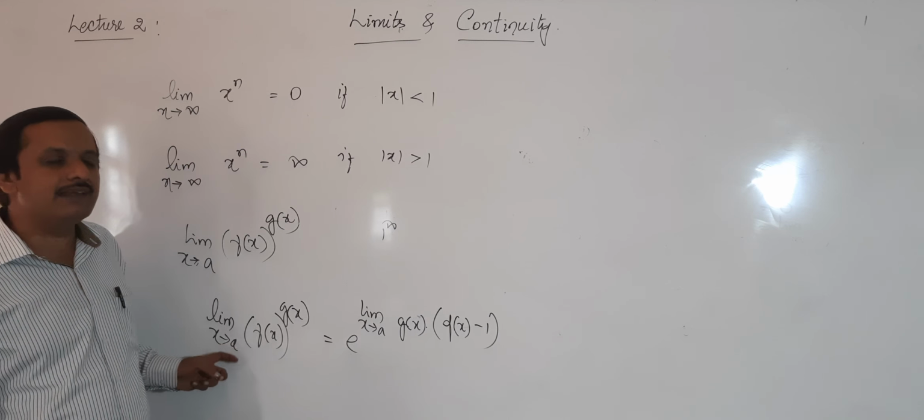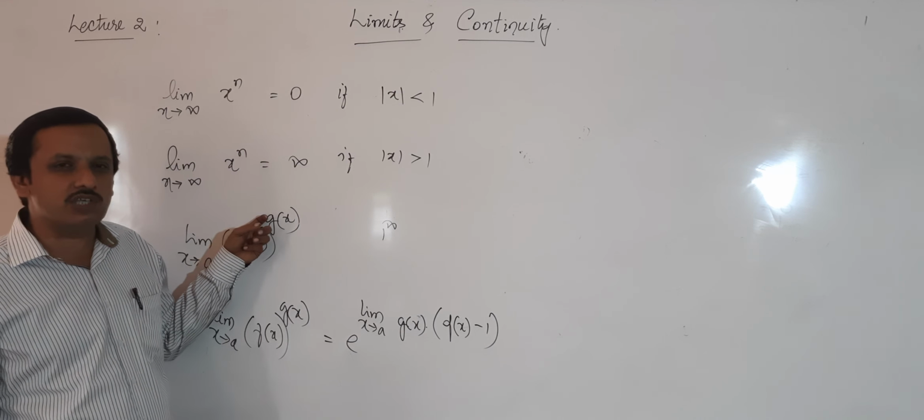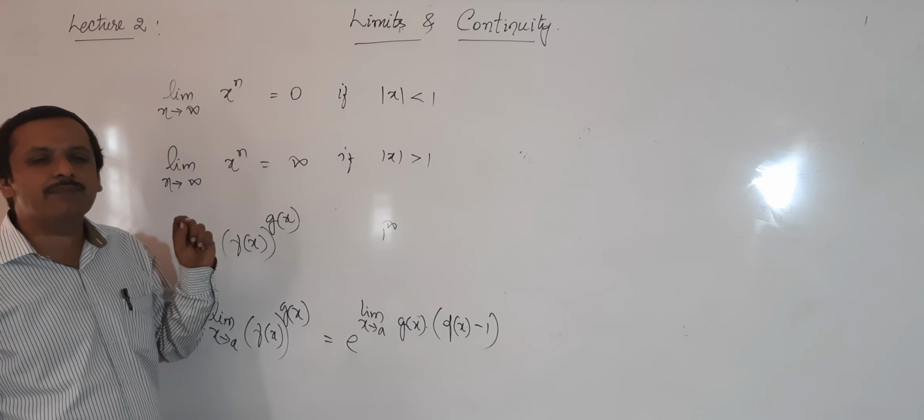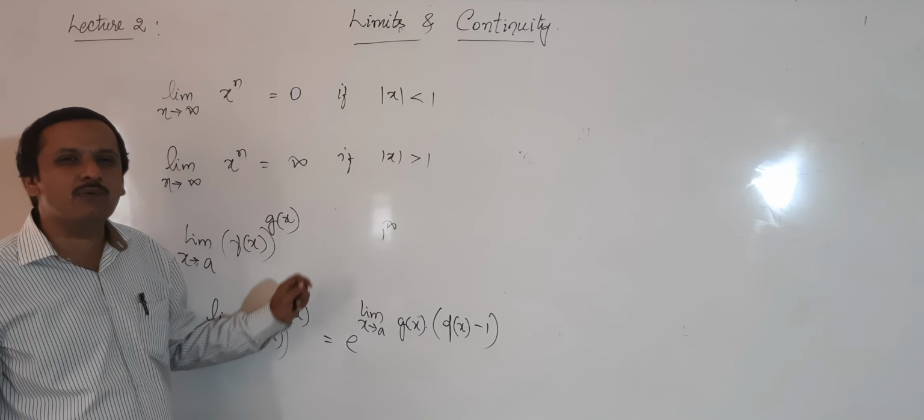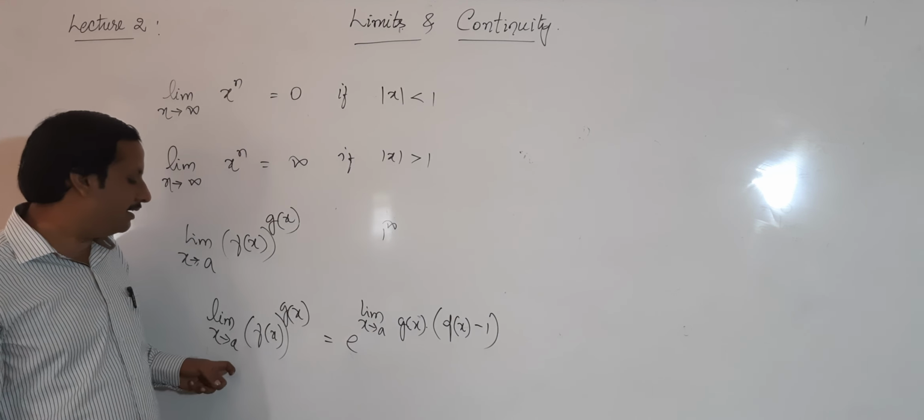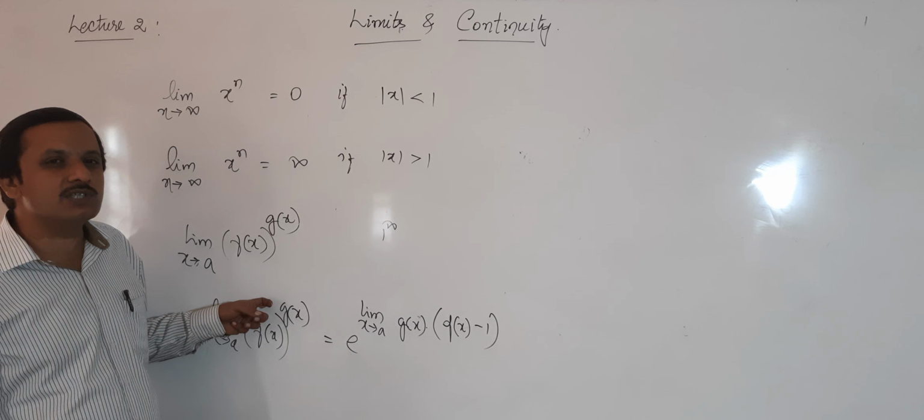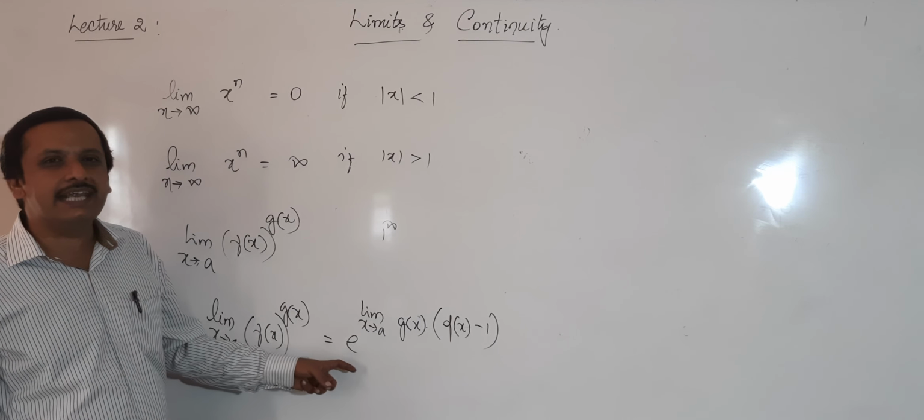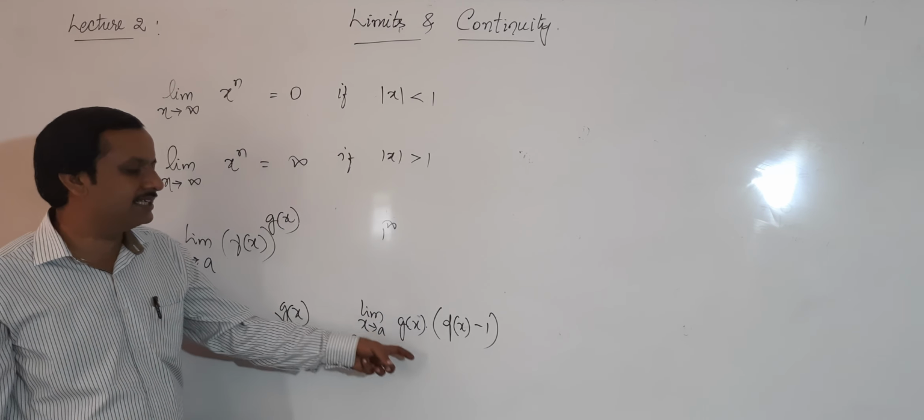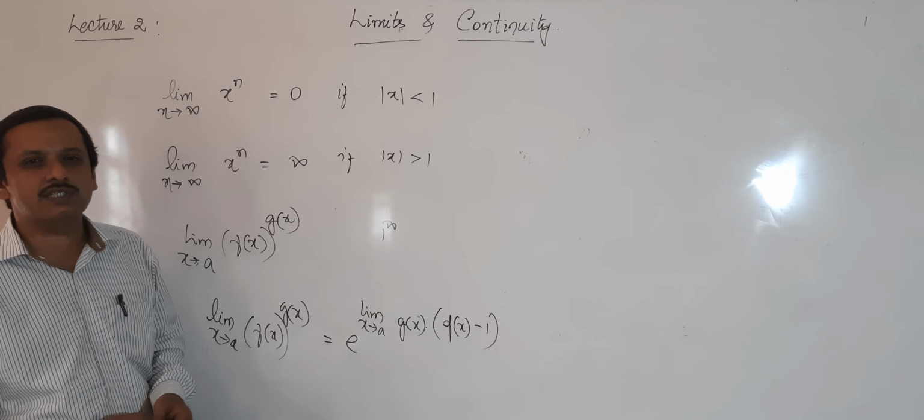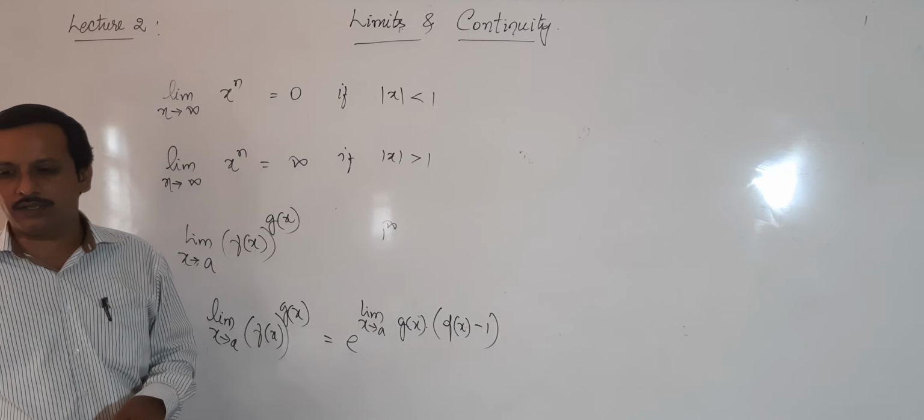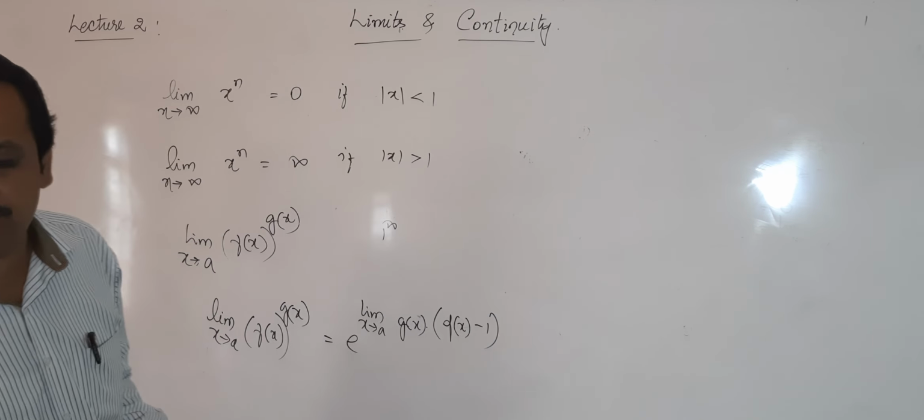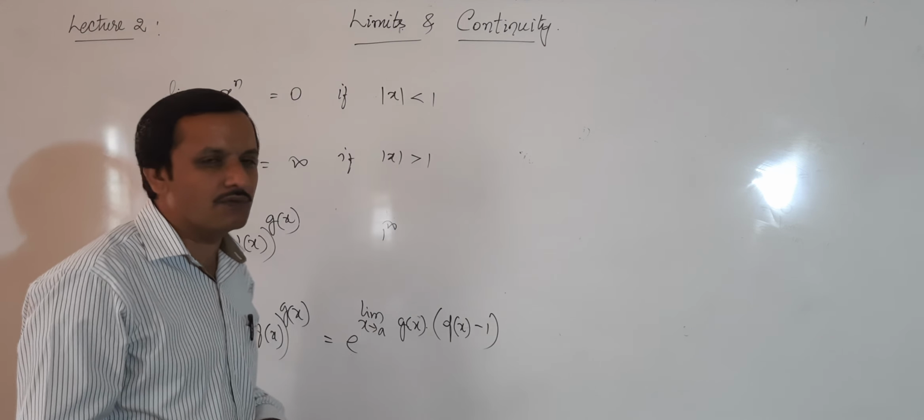Well, if you have the limit as x tends to a of f(x)^g(x), and when we apply the limit, if it is of the form 1 power infinity, then the limit can be written as e to the power of the limit as x tends to a of g(x) times (f(x) minus 1). Okay, students, this much of synopsis is enough as of now.